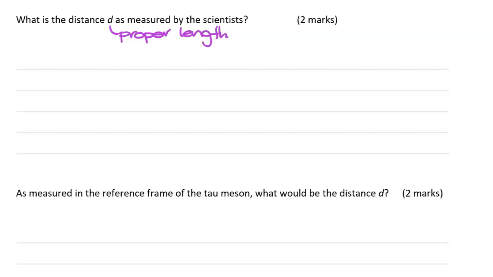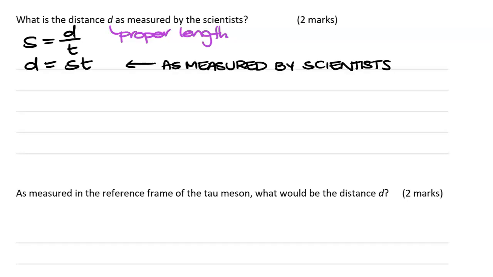For these, you're often using speed equals distance over time, but you need to be especially careful about which distances and which times you're using. So I've just written our equation speed equals distance over time and rearranged it for distance equals speed times time. If you find yourself in a situation where you're using speed equals distance over time, you need to use everything from one particular frame of reference. You can't cross-pollinate between measurements from one frame of reference and a different frame of reference. In this example, from the scientists and from the tau mesons frames of reference.